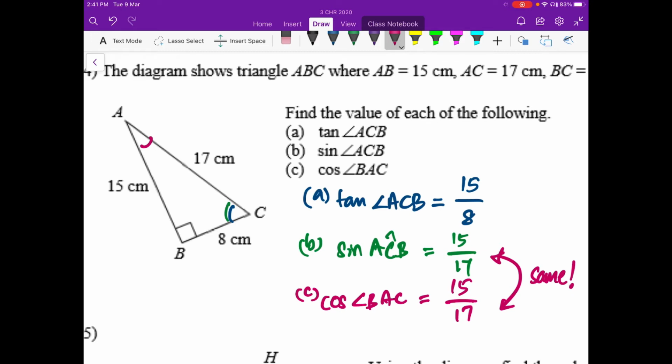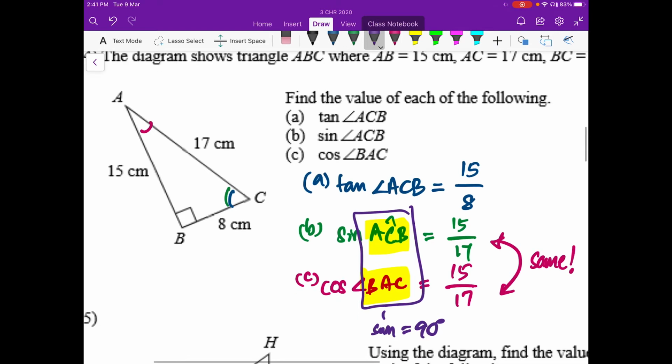Because, why are they the same? Because angle ACB plus angle BAC, they add up, the sum equals 90 degrees. That was the investigation that we found out a few weeks back. That is why their sine and cosine end up being the same answer. The sum equals 90 degrees.